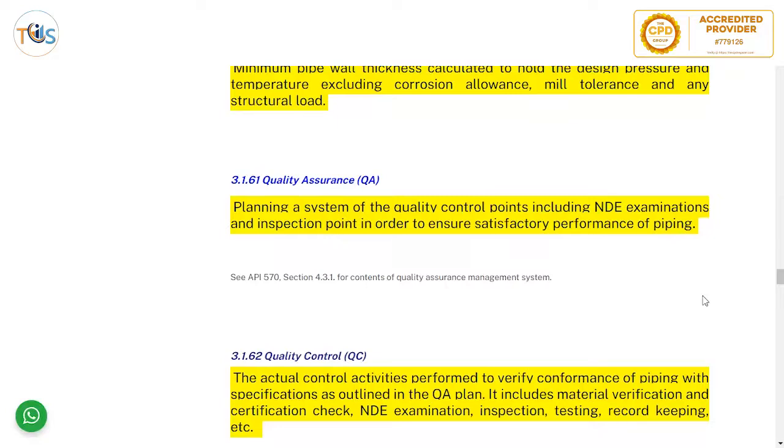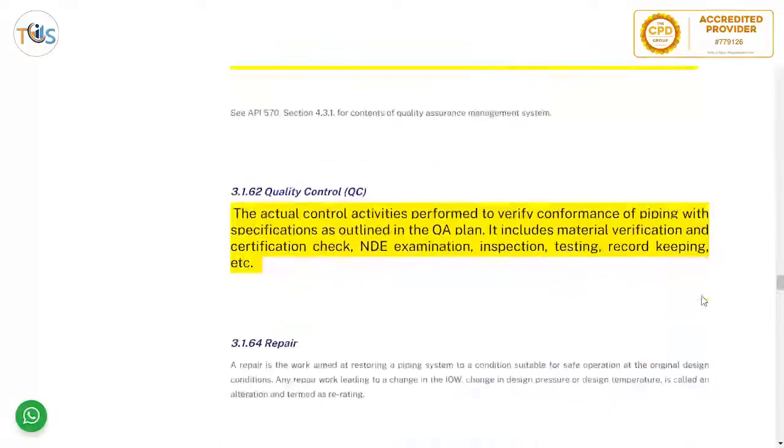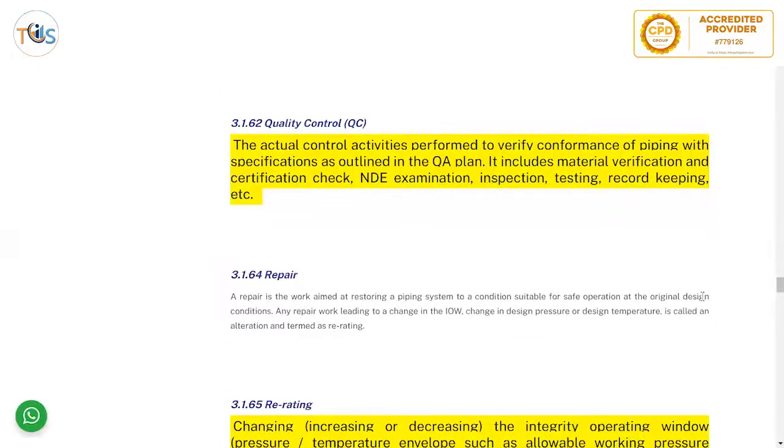See API 570, section 4.3.1 for contents of quality assurance management system. Quality control is the actual control activities performed to verify conformance of piping with a specification as outlined in the quality assurance plan. It includes material verification and certification check, NDE examination, inspection, testing, record keeping, etc.